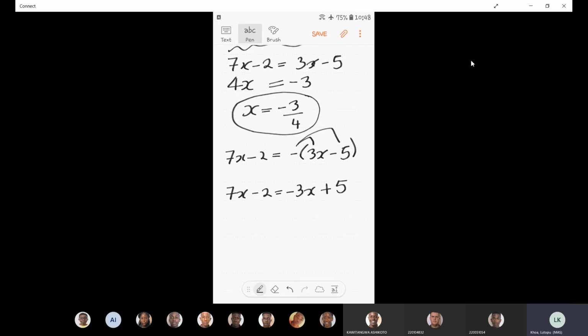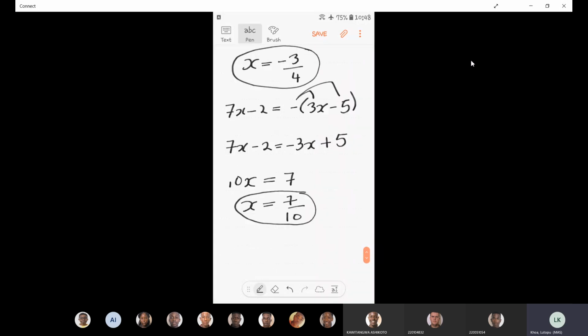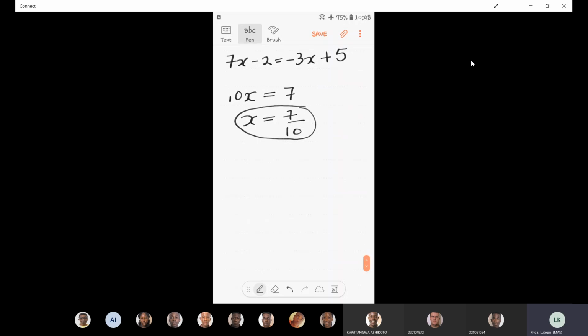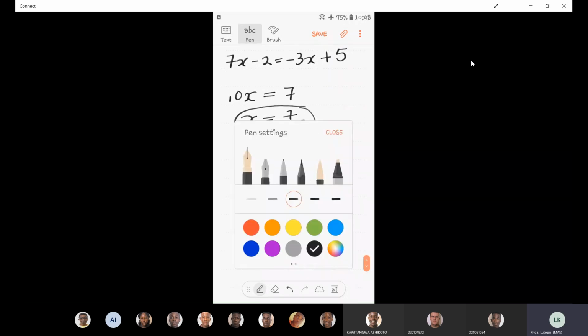Plus 5. Okay, I think now I've multiplied it correctly. Then what you do is you will add 3x on both sides. So you will have 10x. And then you will add 2 on both sides. You get 7, and that means x is equal to 7 over 10. So now I have my two values, and as usual, I need to check and see if they are both valid.